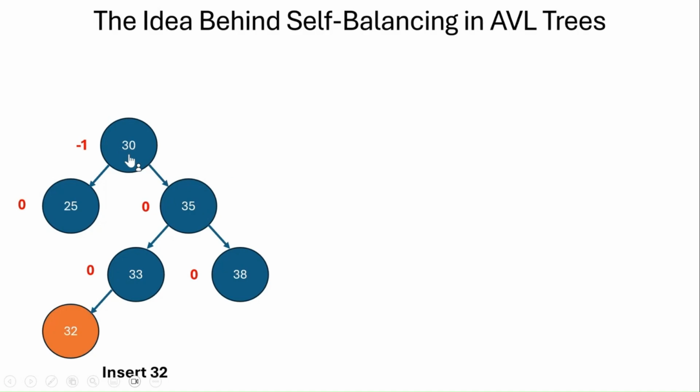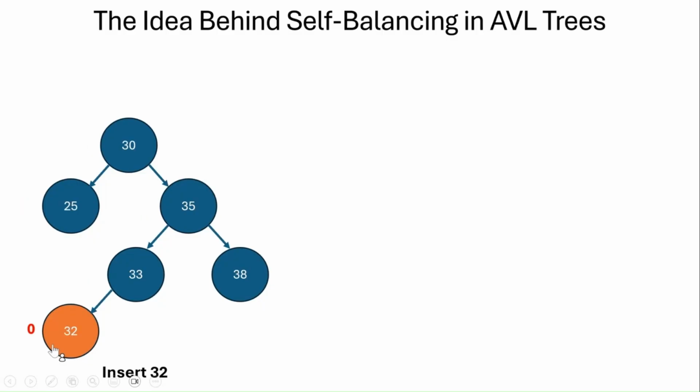32 is greater than 30, so it will go to the right side. 32 is less than 35, so it will go to the left side. And 32 is less than 33, so that's why 32 will get added here. Now, when we insert 32, what will happen? Let's see. The balance factor for 32, which is a leaf node, will be 0.